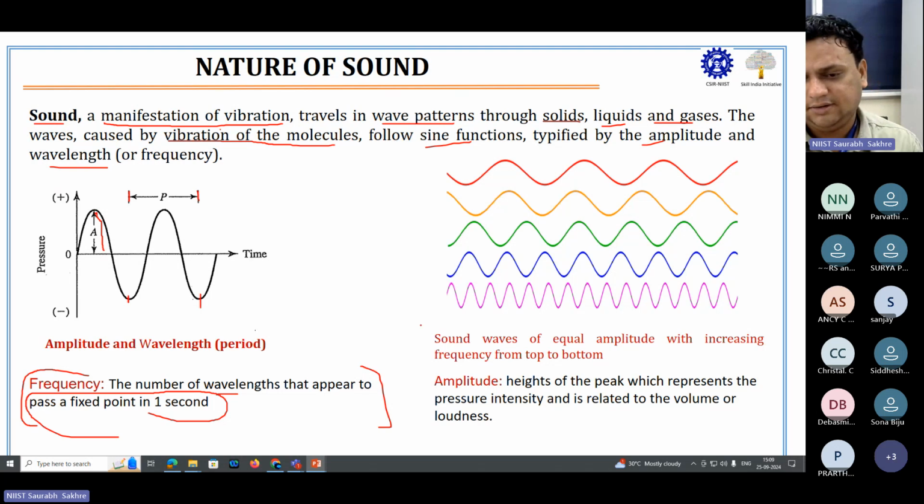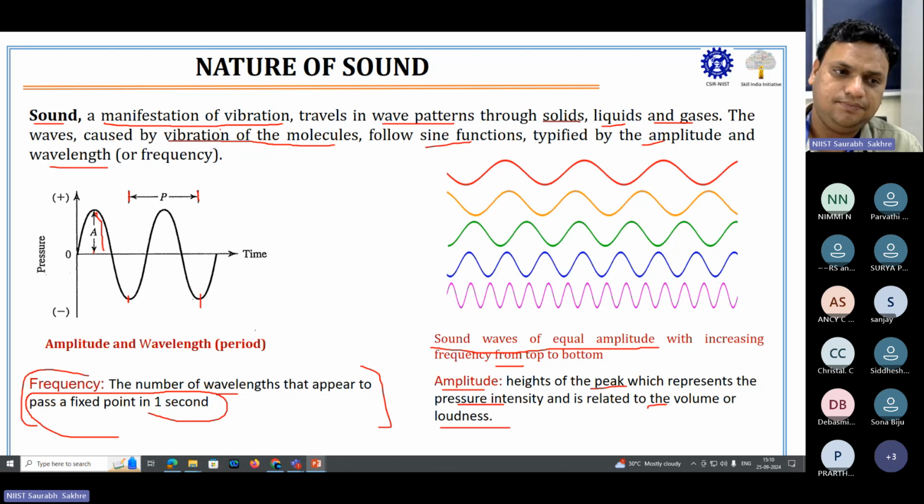Okay. And one more thing you need to understand is that this shows sound waves of equal amplitude with increasing frequency from top to bottom. Now here you can see what amplitude is. It is the height of the peak, which represents the pressure intensity and is related to the volume or loudness.